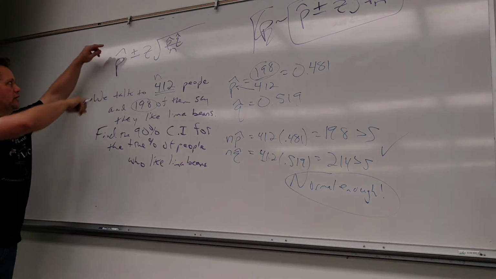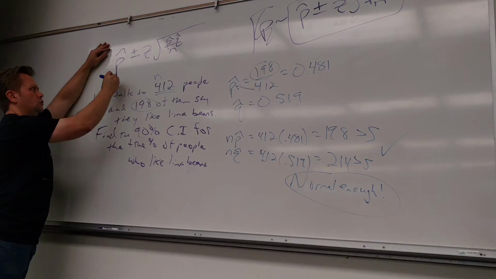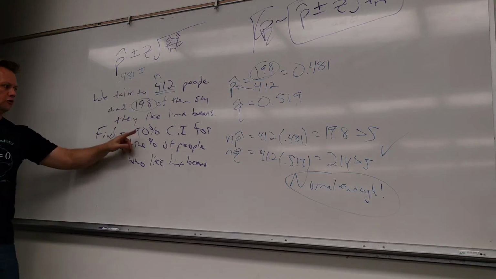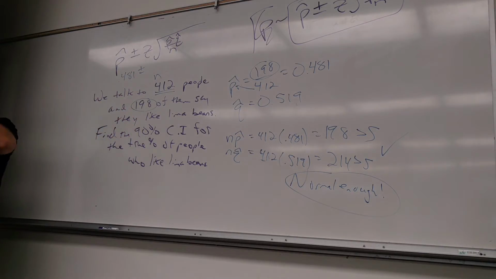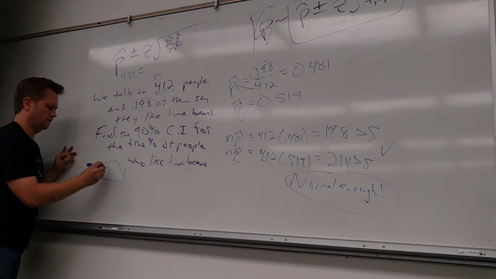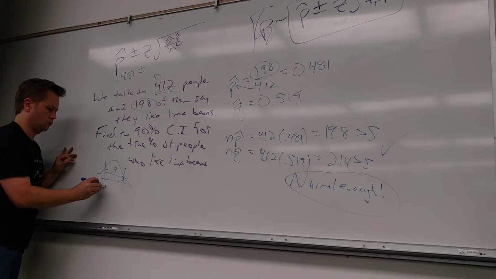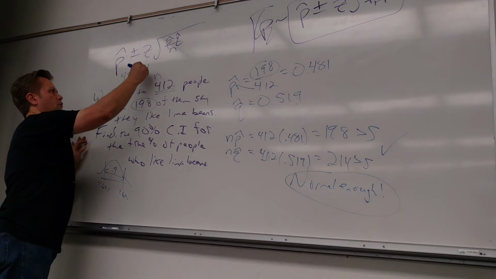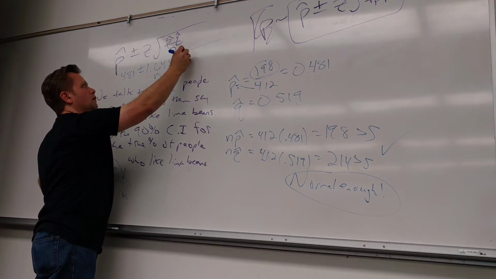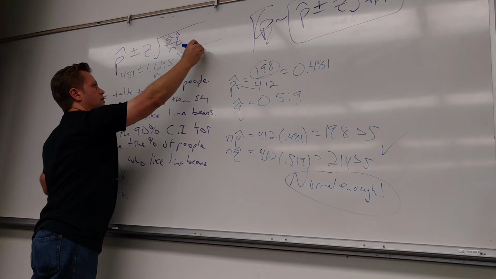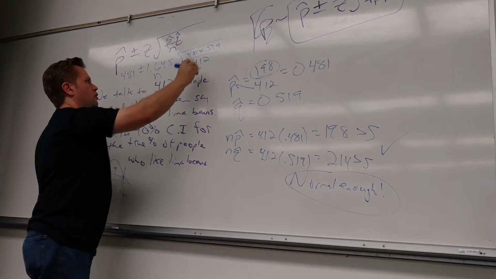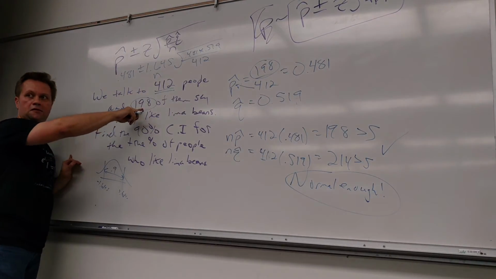So how do I make the confidence interval? Well, I need P hat. We know P hat, so 0.481, give or take. Now, what's the z-score for a 90% confidence interval? It's 1.645. So then I've got 1.645 times the square root of 0.481 times 0.519 divided by 412. The biggest mistake I see is people think this is n.